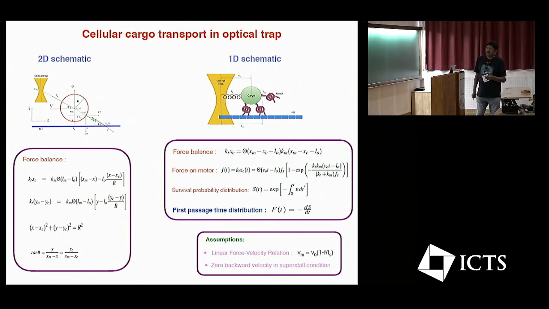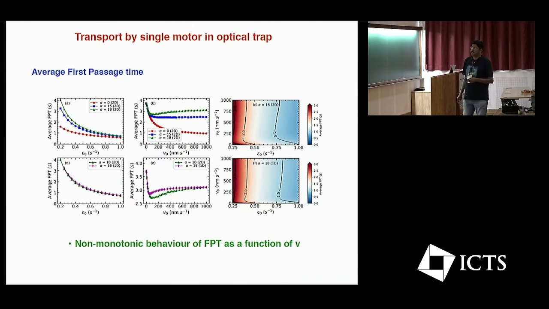Now, in general, this is the 2D schematic. How we implement it is that you have to impose the force balance condition, and of course there are additional assumptions that we invoke, that the motor velocity has a linear relation with force. And finally, for the equivalent 1D schematic, which is of course an approximation, you can analytically calculate the entire first passage distribution, and we compare it with stochastic simulation.